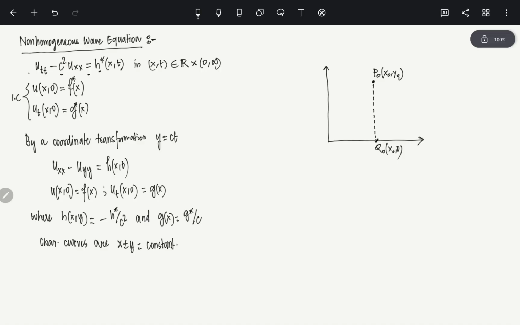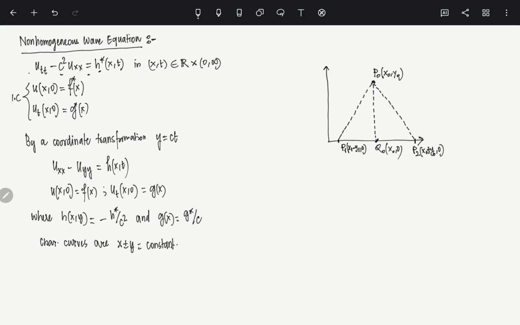See, the thing is, if we draw these two characteristics through the point P naught, they will intersect the x-axis, right? Let's just say that it will intersect at the point P1, and of course you can see that that will be x naught minus y naught and 0, and this is P2. P2 will be x naught plus y naught and 0. Those two characteristics will intersect here.